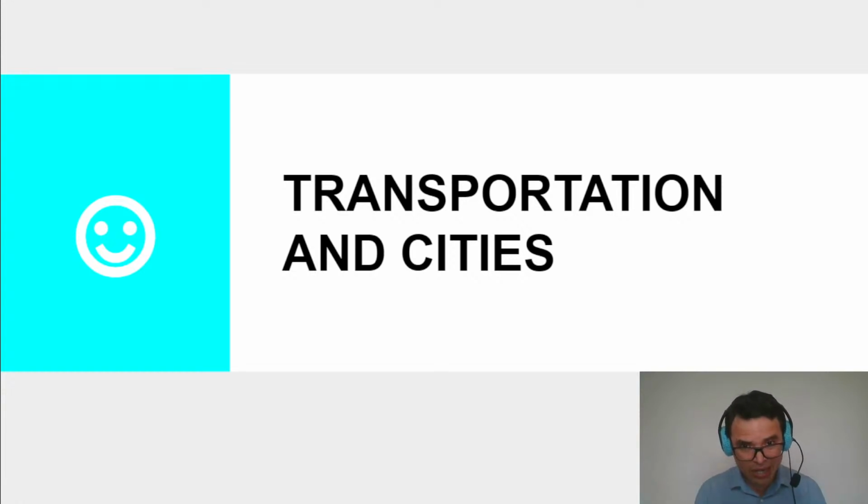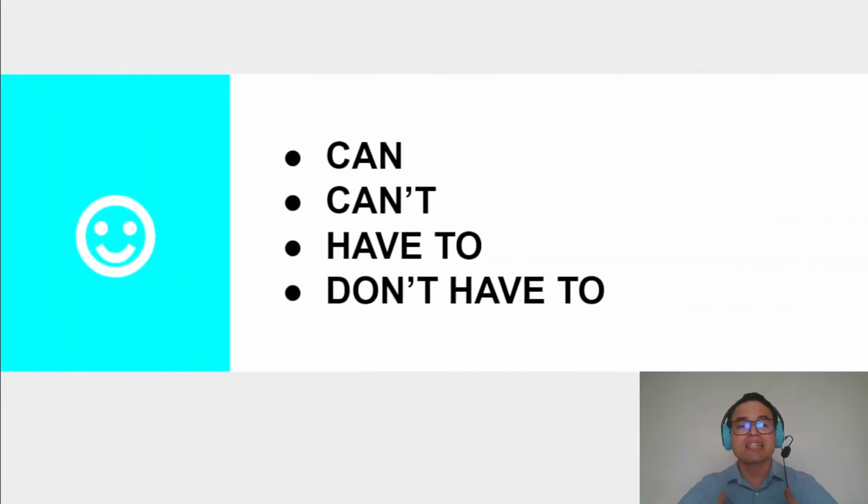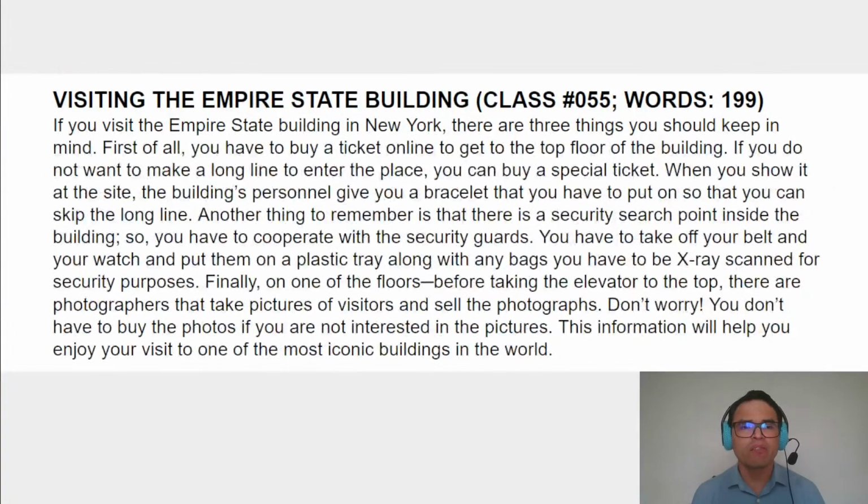We will focus on cities because we will talk about a place we can visit in our city. We will express necessity using can, can't, have to, and don't have to. So while I'm reading the paragraph, try to identify examples of this grammar to express necessity. This is the paragraph. Visiting the Empire State Building, class 55, 199 words.